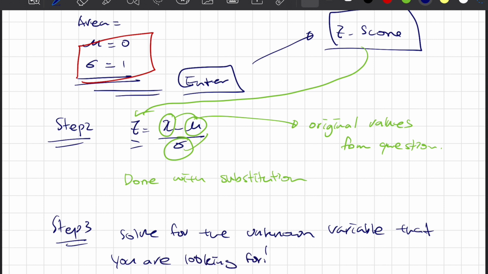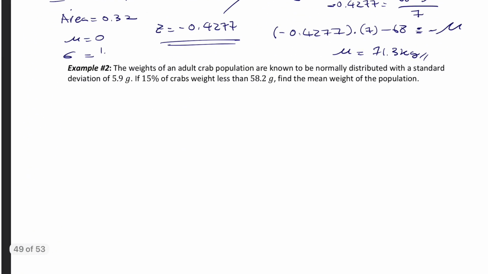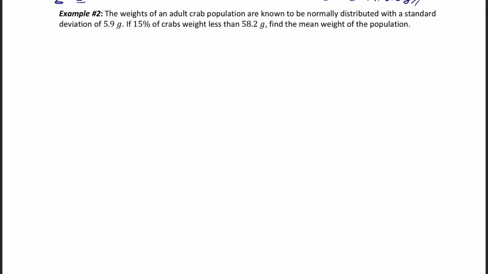Okay, then let's try another example. So here I have example number 2. The weights of an adult crab population are known to be normally distributed with a standard deviation of 5.9 grams. If 15% of the crabs weigh less than 58.2 grams, then we need to find the mean weight of the population.